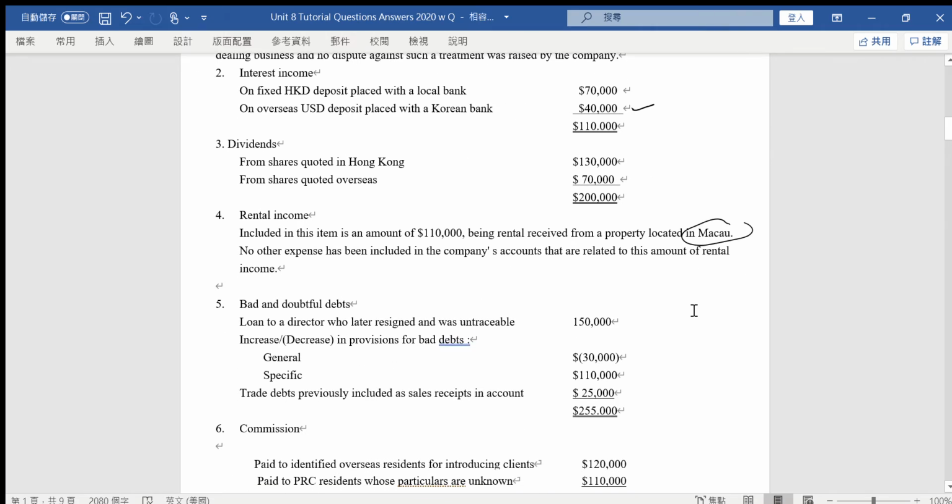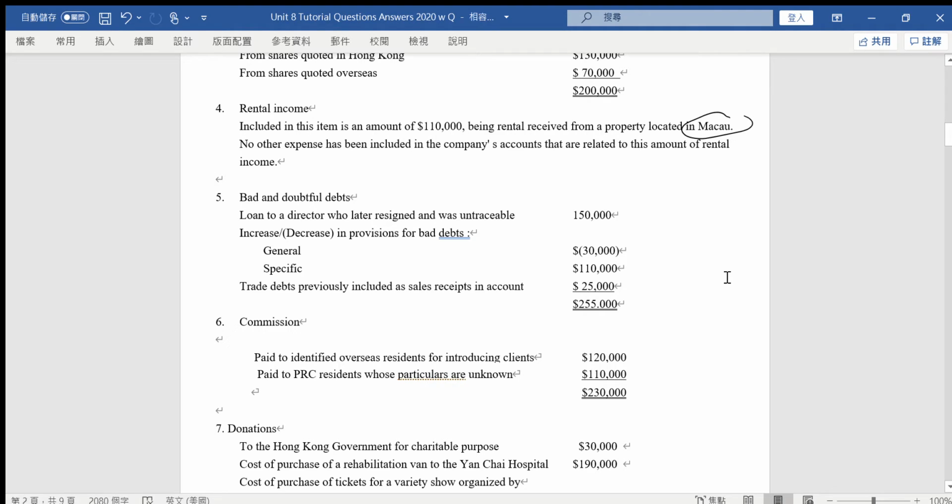The first item is related to bad debt. The first one is about the loan to a director who later resigned and was untraceable. According to the ordinance, that is not allowed to be deducted, so that amount should be added back.